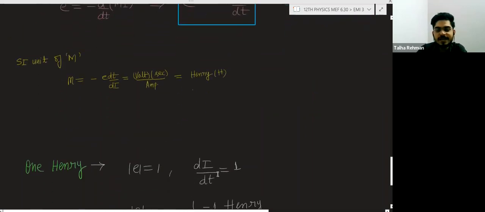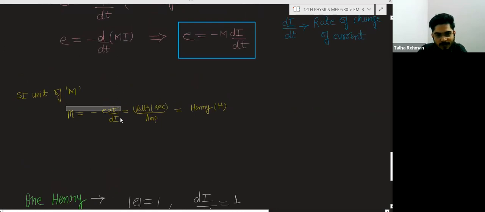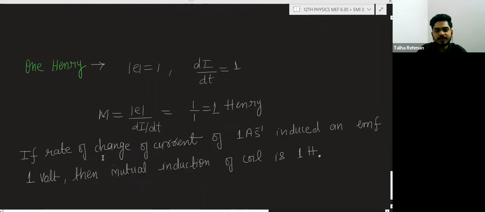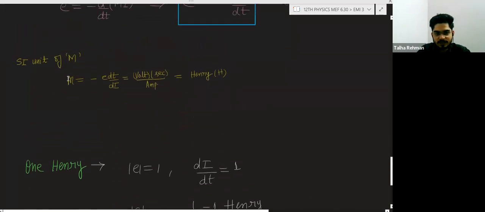Now if you want to define 1 Henry, what you will do? You will use this formula. You will use rate of change of current equal to 1. You will put this 1 and you will put this 1. Then you will get 1. So for 1 Henry, put magnitude of EMF 1 and rate of change of current 1 in the formula, and 1 by 1 is 1 Henry. So basically if a rate of change of current of 1 ampere per second induces an EMF of 1 volt, then the mutual induction of the coil is 1 Henry. So you can define 1 Henry by using this formula.